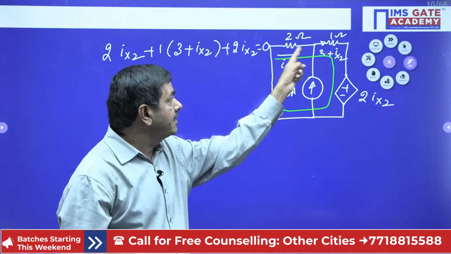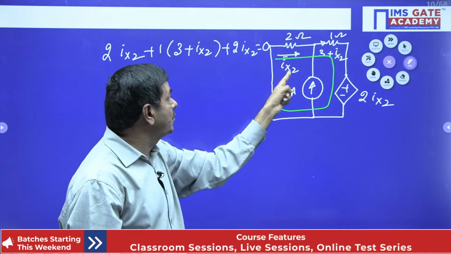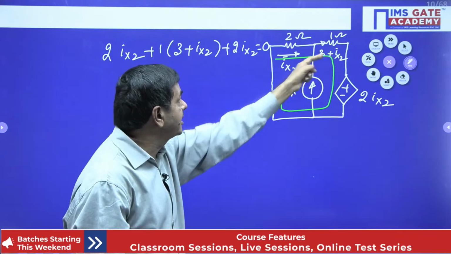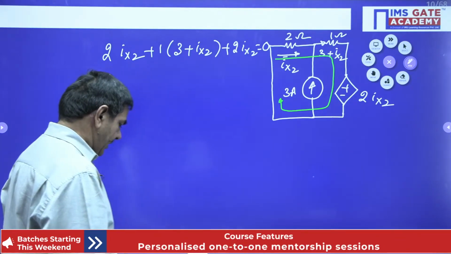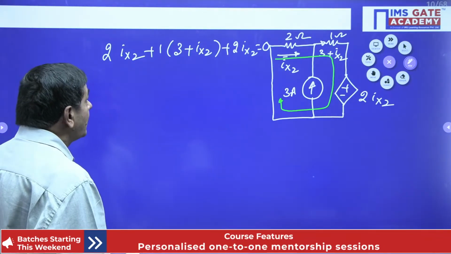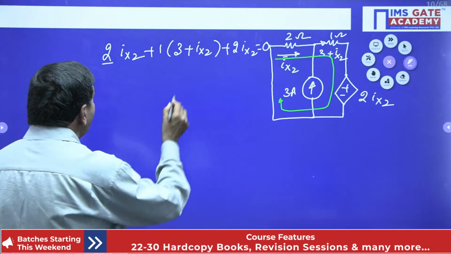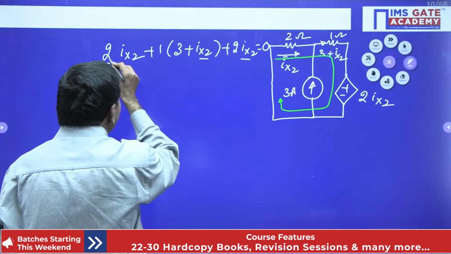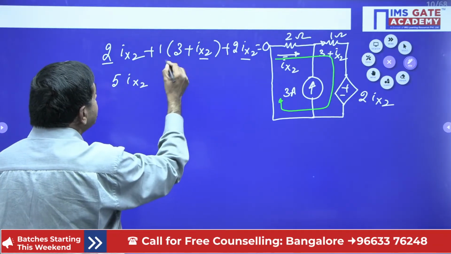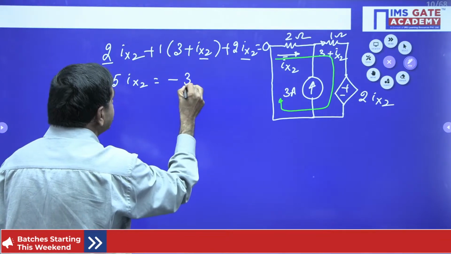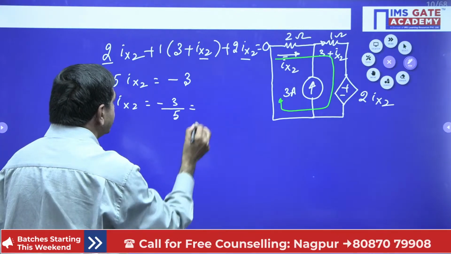This current is 3 amperes, this current is Ix2, and the net current is 3 plus Ix2. Just I applied the KVL. 2 into Ix2 is the voltage drop across this, 1 into 3 plus Ix2 is the voltage across this, and this side plus 2 Ix2. Then I can determine the value of Ix2. 2 plus 2, 4, 4 plus 1, 5 Ix2. This 3 can be taken this side, minus 3. So Ix2 is nothing but minus 3 by 5.